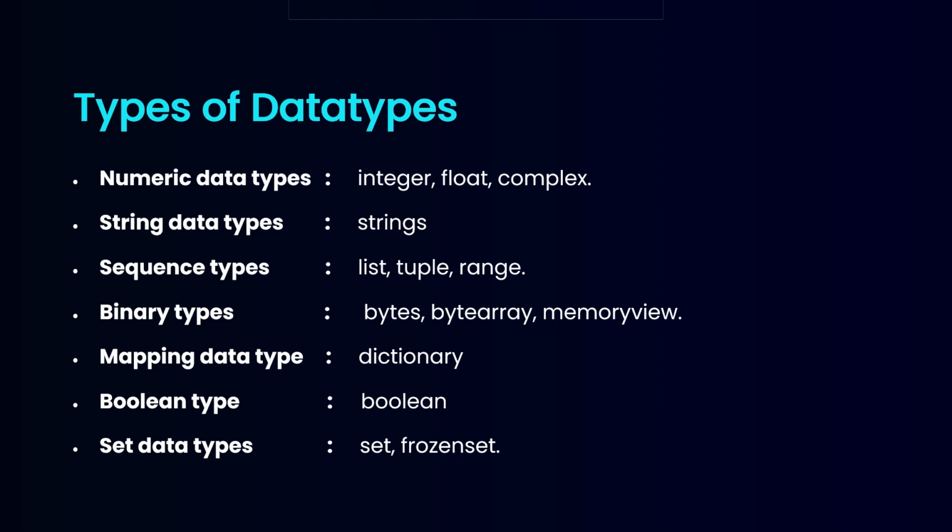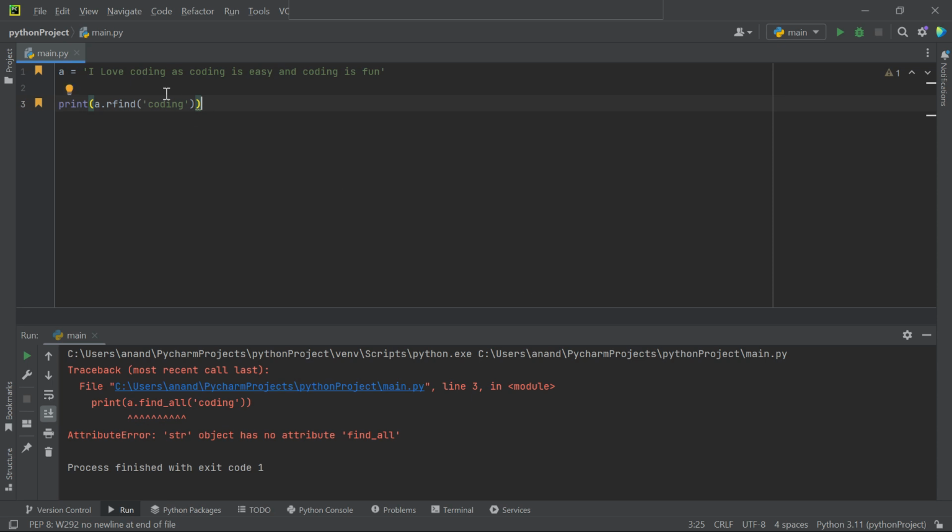Now getting back to the data types, the string is complete. The sequence data types are list, tuple, and range. These are a collection of elements, but we'll learn about them later, in the later part of the course. But these are just a collection of elements.